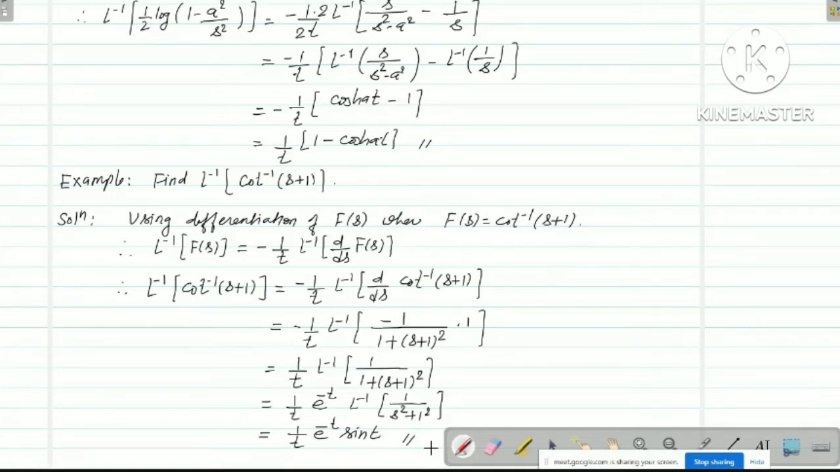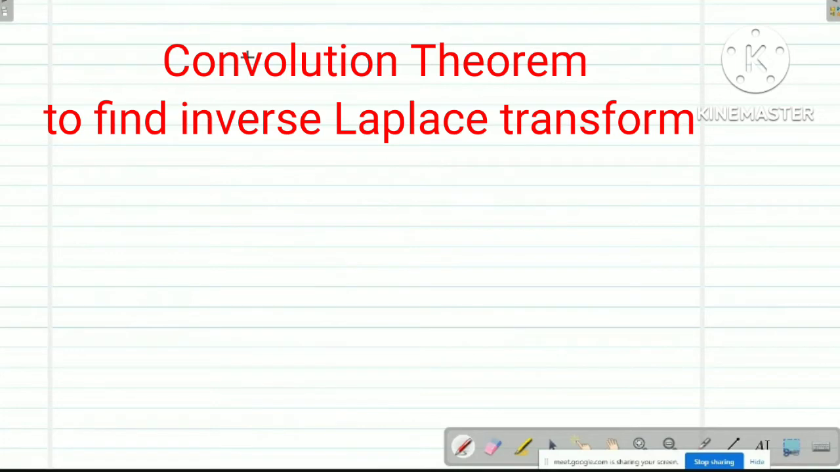Yeah, sir. Let us move on to the next topic, and this is one of the most important topics of your Laplace transform. Let us start the next topic, convolution theorem. Before starting the convolution theorem, we must know what the convolution of two functions is. So we first define the convolution.